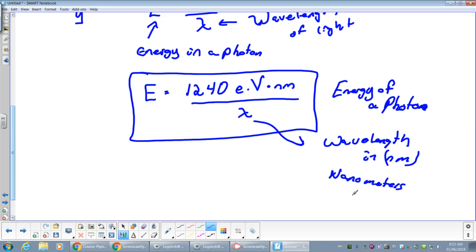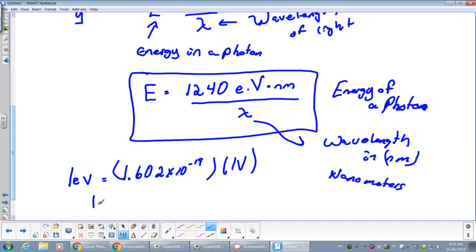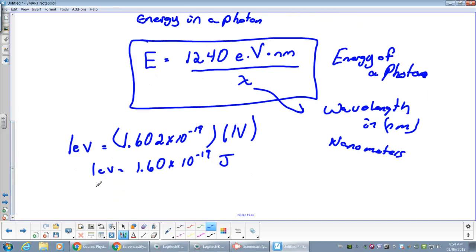So what is an electron volt, you're going to ask. One electron volt equals the charge on an electron times 1 volt. So 1 electron volt is equal to about 1.60 times, we're just going to do 3 figures here, times 10 to the negative 19 joules per electron volt. If we wanted to change that to joules, we could.